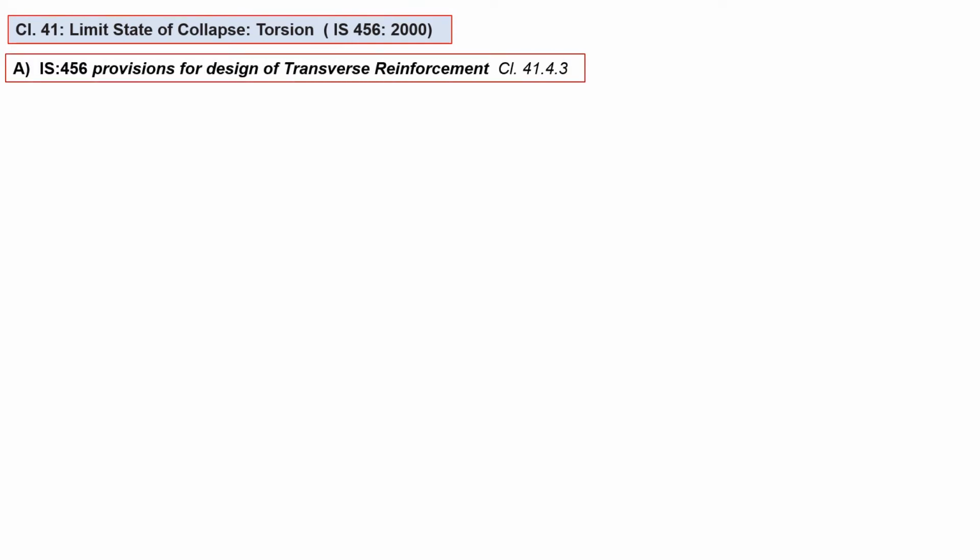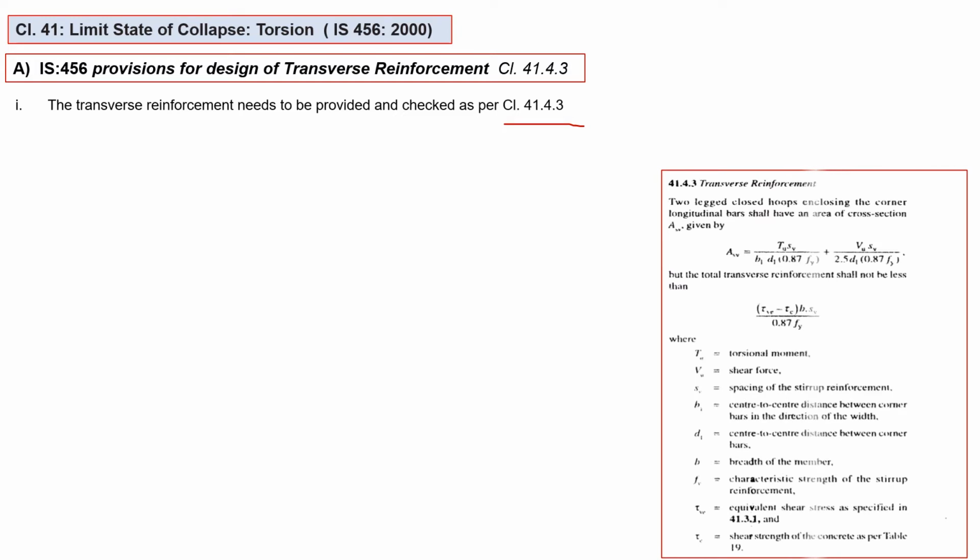Now, first of all, we are going to understand the codal provisions regarding the design of transverse reinforcement. So we can refer to clause number 41.4.3 of IS 456:2000. The very first point is that the transverse reinforcement needs to be provided and checked as per clause 41.4.3. You can refer here to the snapshot of clause 41.4.3, which is used to design the transverse reinforcement.